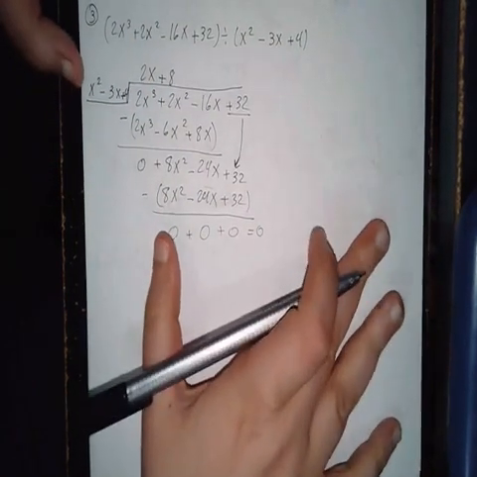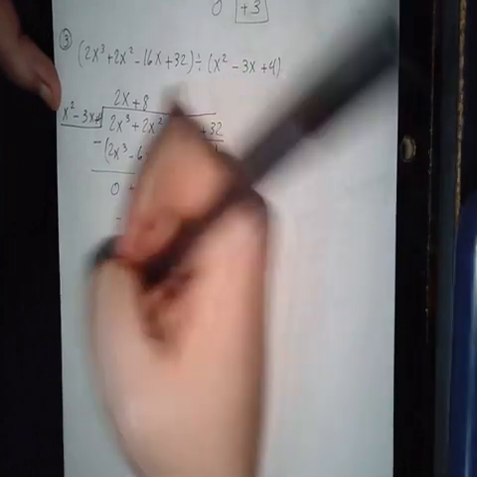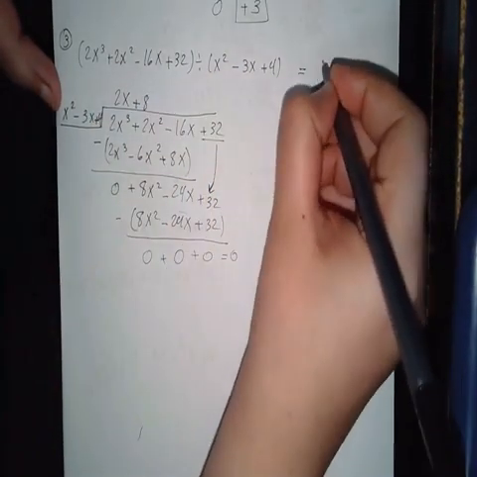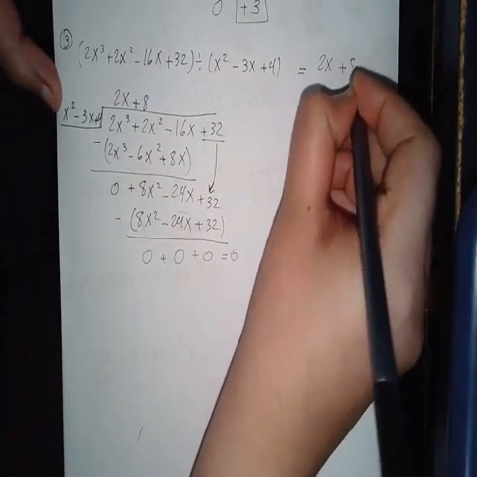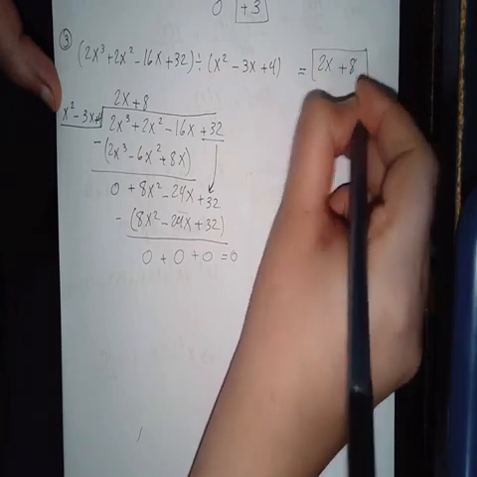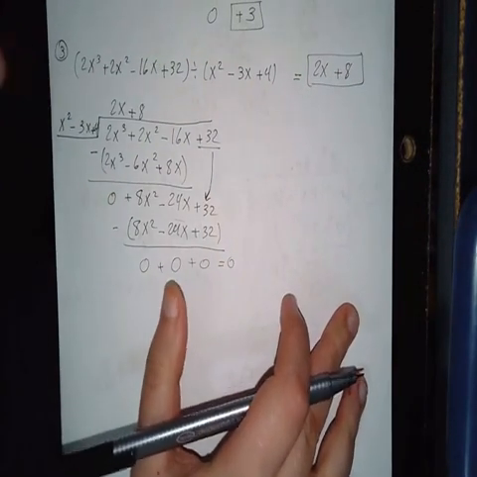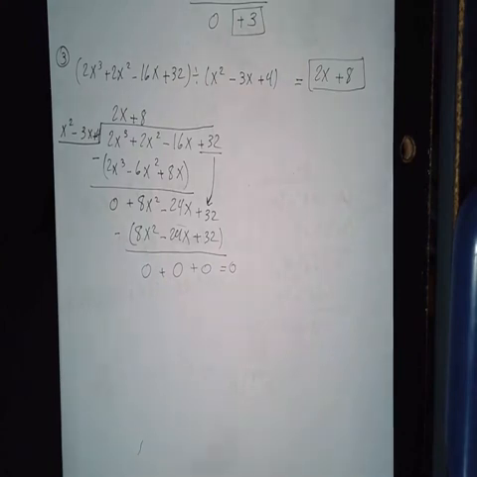This is as nice as it could get, because that means that the result of this division over here is simply 2x plus 8. That's it. No remainder, nothing to add and divide by stuff. Just that's the answer.